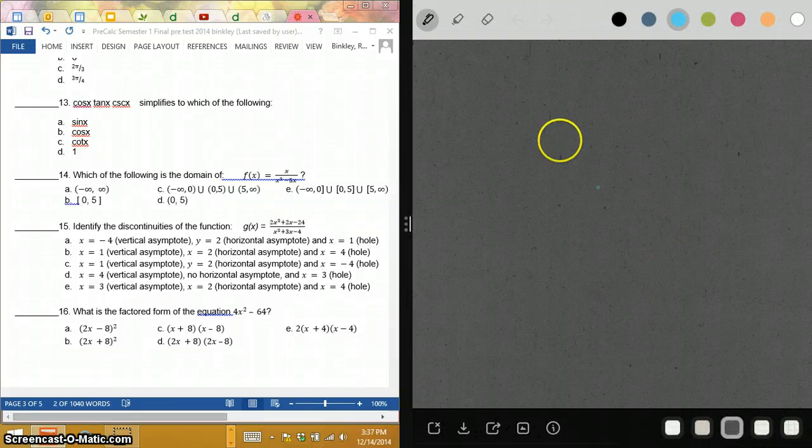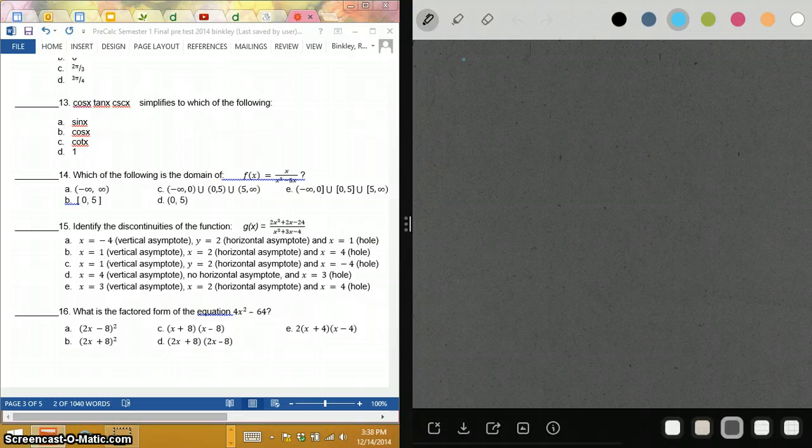All right, you guys, next let's try to get through questions 15 through 19 right quick. So identify the discontinuities of this function. The first thing I want to show you guys is let's factor both the numerator and the denominator in this question, and it'll make it a lot easier.